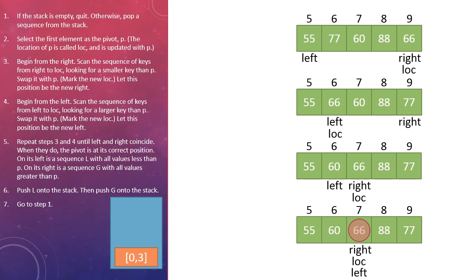This breaks our sequence into two subsequences, a sequence of lesser elements from 5 to 6 and a sequence of greater elements from 8 to 9. First we push the sequence of lesser elements onto the stack. And then we push the sequence of greater elements onto the stack. Now what to do? Is the stack empty? No. Pop a sequence from the stack.